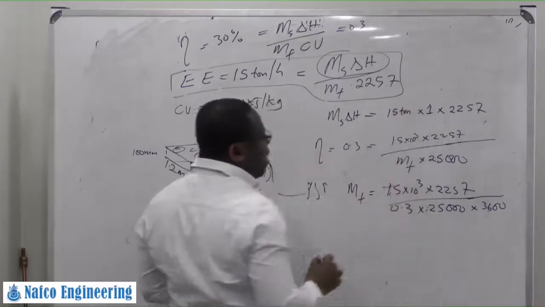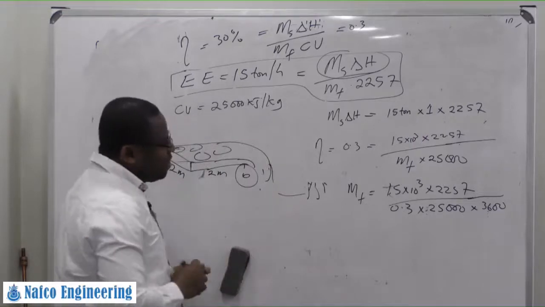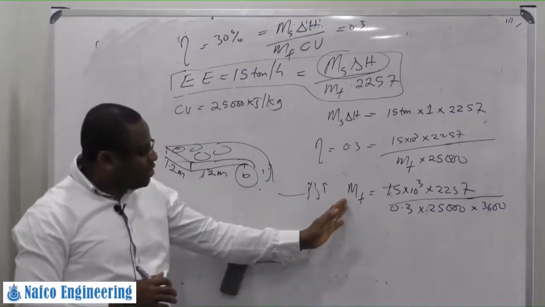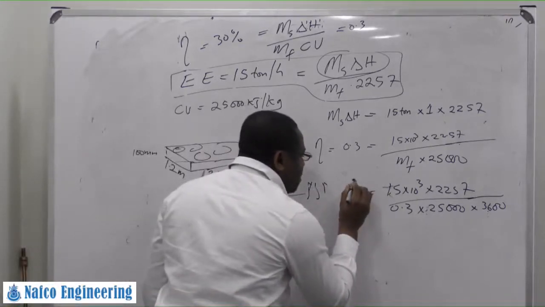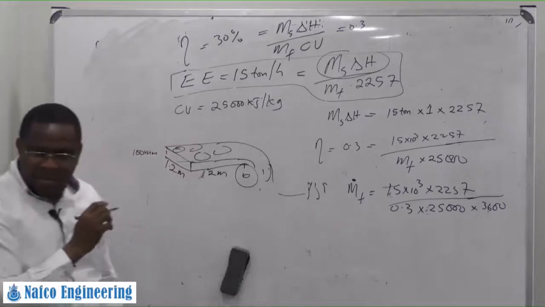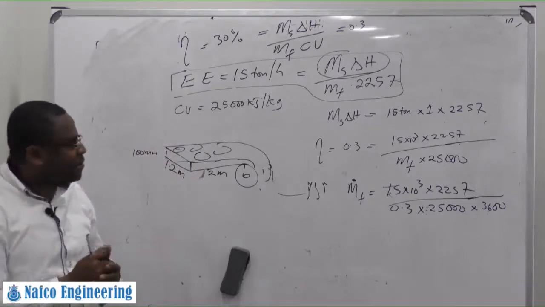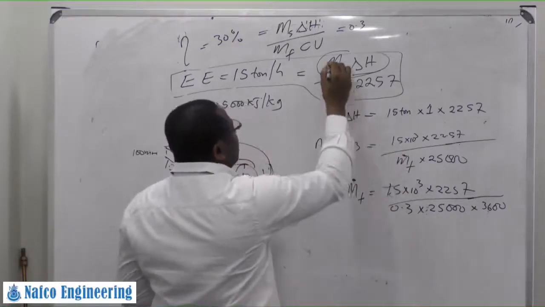This is tons per hour, so to put it in tons per second, because we first get the mass, everything must be in SI units. And remember, this is not just mass, it's a mass flow rate. All these things we have here are flow rates.